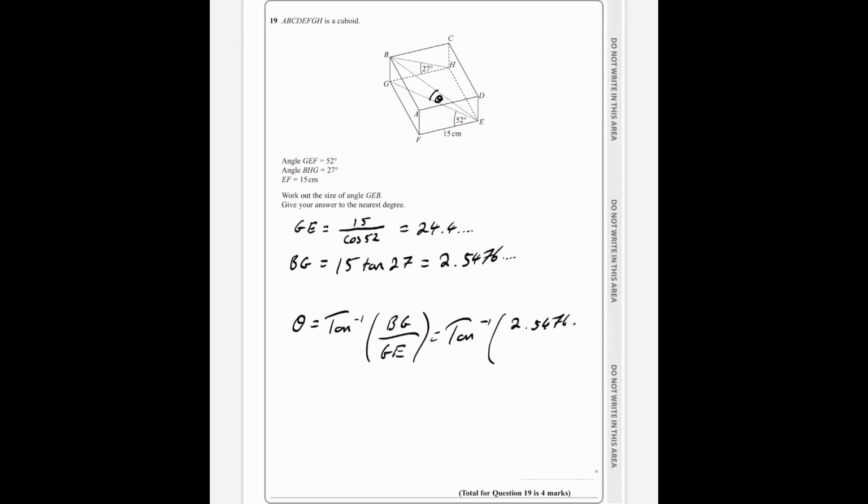Try not to round your answers partway through. You can use in this big fraction the expressions for BG and GE, 15 over cos 52 and 15 tan 27. Either way, it comes out as 17 degrees when rounded to the nearest degree.